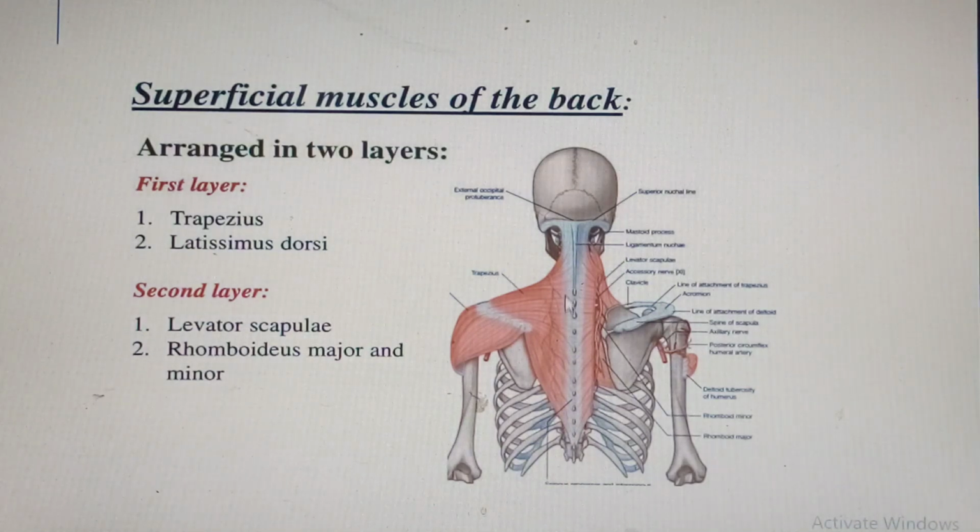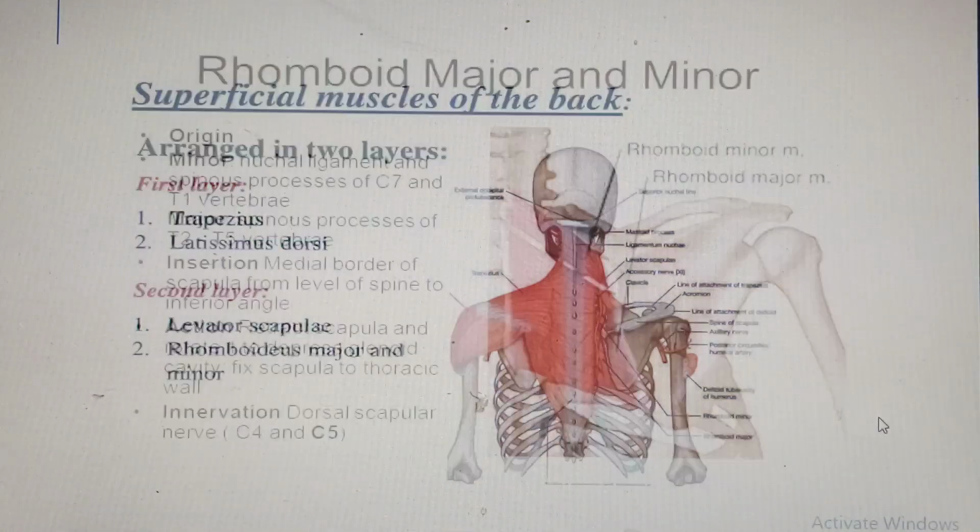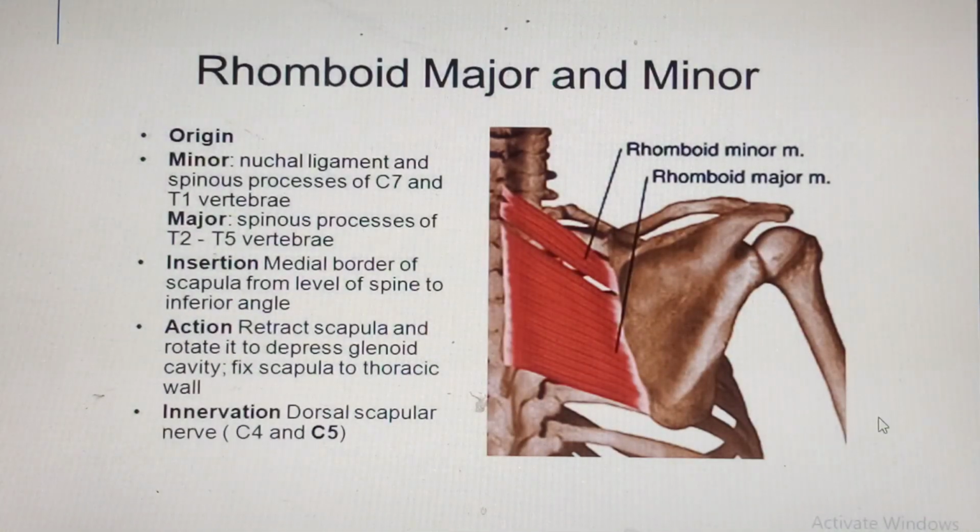If we cut and reflect the trapezius muscle, then deep to it, in the second layer, there are those muscles that we saw: levator scapulae, rhomboideus minor, and rhomboideus major. So that's what I want you to know. Now this muscle is the rhomboideus minor muscle.